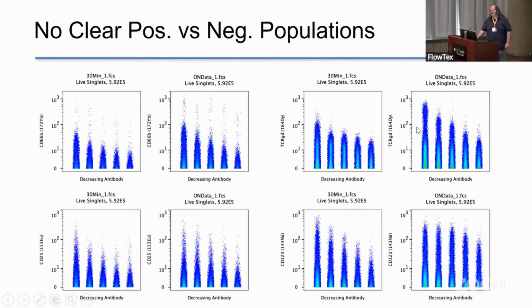We did actually find that the overnight did vastly improve the TCR gamma delta detection, while the 30 minutes completely failed. So this is actually one of the few markers that I would definitely say was vastly improved with this overnight treatment using the DIPA kit. And we also saw an increase in CD123.